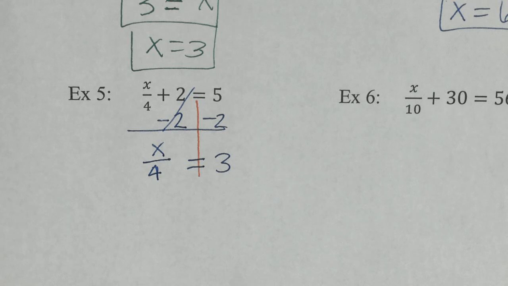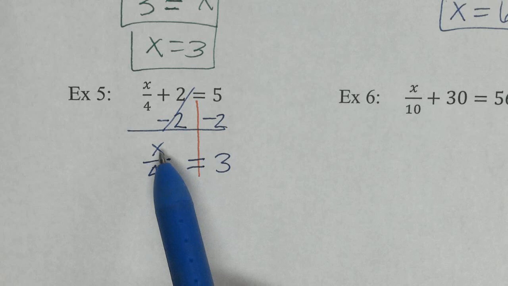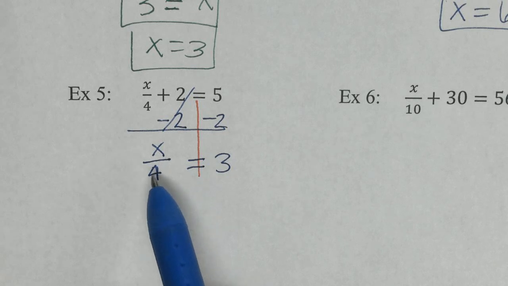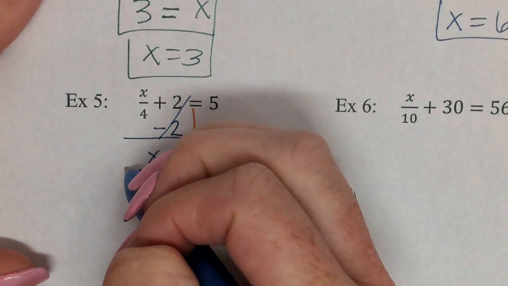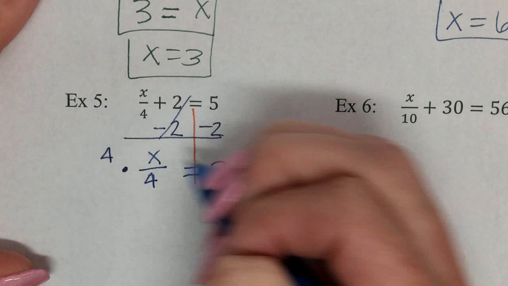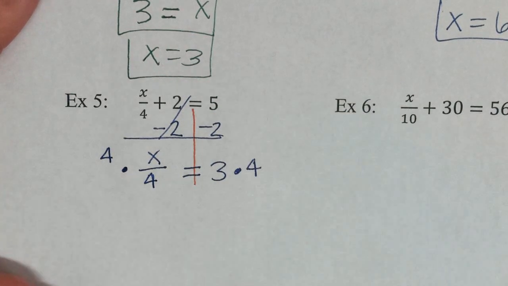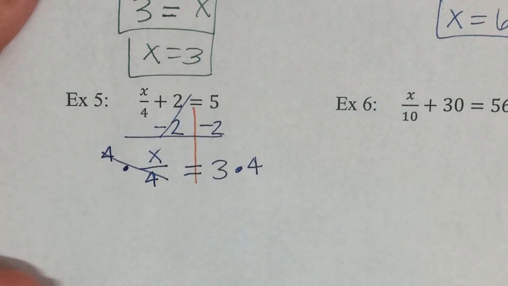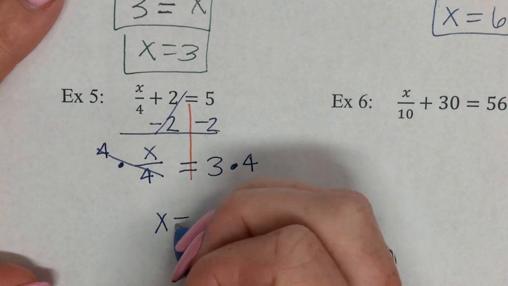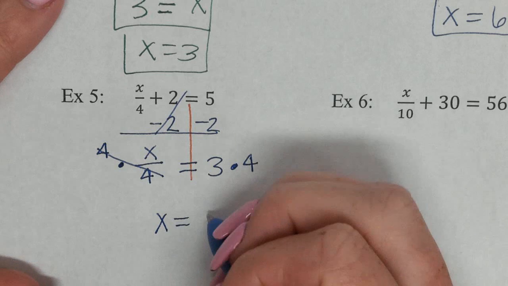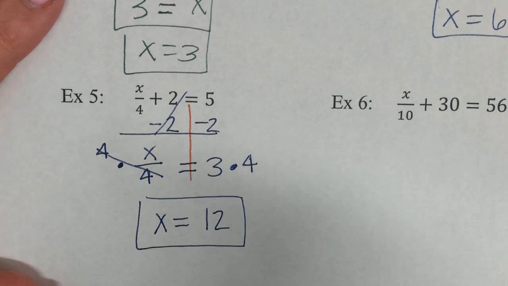Is it 3 fourths or just 3? Hold on. We're here. So x is being divided by 4. What is the opposite operation of division? So to get rid of the 4, I am going to multiply both sides by 4. This cancels out. I am left with x equals, and what is 3 times 4? 12. Then I'm done.